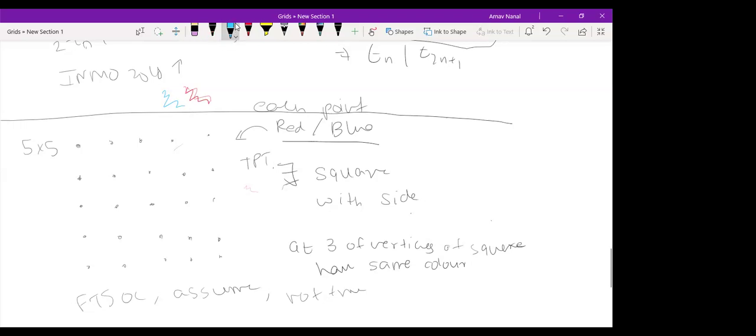So we can have two configurations possible, right? This can be blue, blue and red, red, or it can be blue, blue and red, red. Try to deal with these separately.